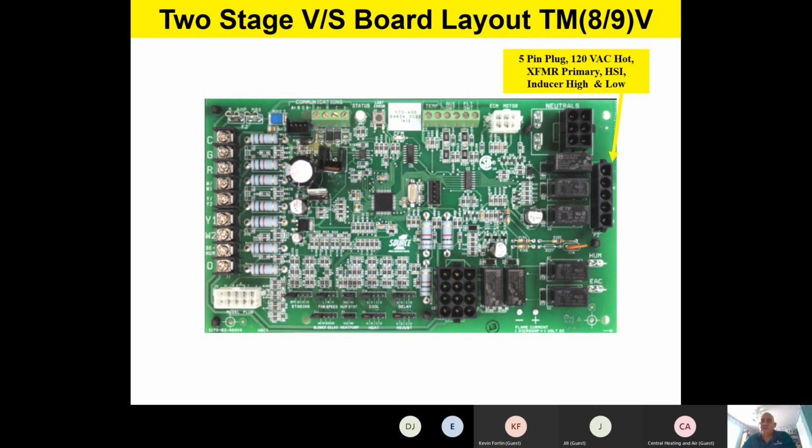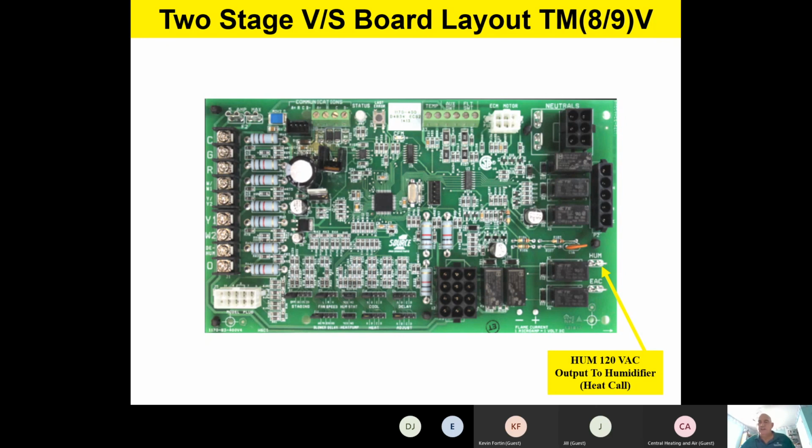As we kind of move around to the side of the board, we've got a 5-pin plug for our hot surface igniter, our transformer primary, and our high and low inducer. So it's all harnessed in on this particular board. They're not terminals, they're actually harnessed in for your hot surface igniter, your transformer, and your induced draft blower high and low speed.